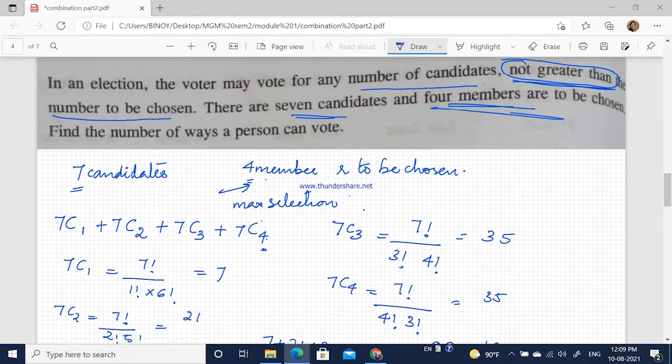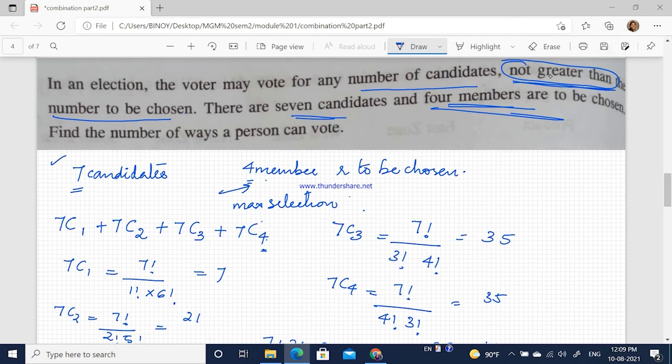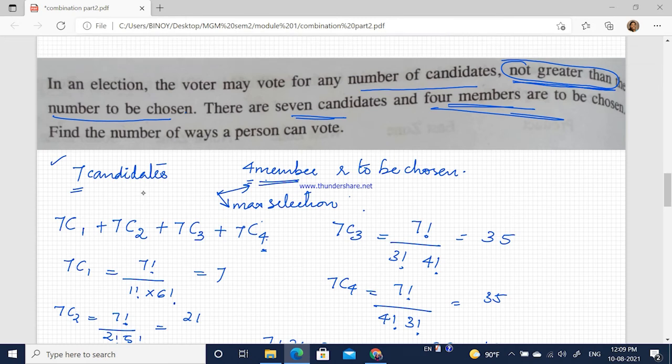Okay, so you are given the freedom to vote for any number of candidates. The number of candidates was 7 and it was mentioned not greater than the number to be chosen, and the number you can choose is only 4. So that is the maximum selection mentioned. You should not exceed 4 members. So you can either select one of the candidates, 2 of the candidates, 3 of the candidates, or all the 4 candidates, but it should not go beyond 4. That was the clause. Okay, so 98 ways you can select a person.